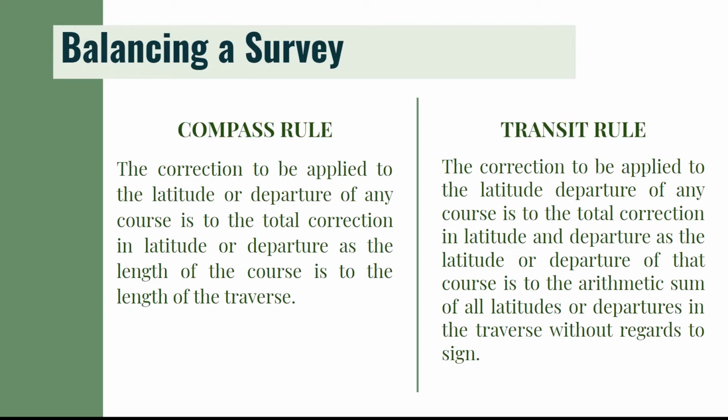The second method is the transit rule. The correction to be applied to the latitude or departure of any course is to the total correction in latitude or departure as the latitude or departure of that course is to the arithmetic sum of all latitudes or departures in the traverse without regard to sign. The transit rule is used when it is assumed that the closing errors are caused less by errors in the observed angles than by the errors in the measured distances.